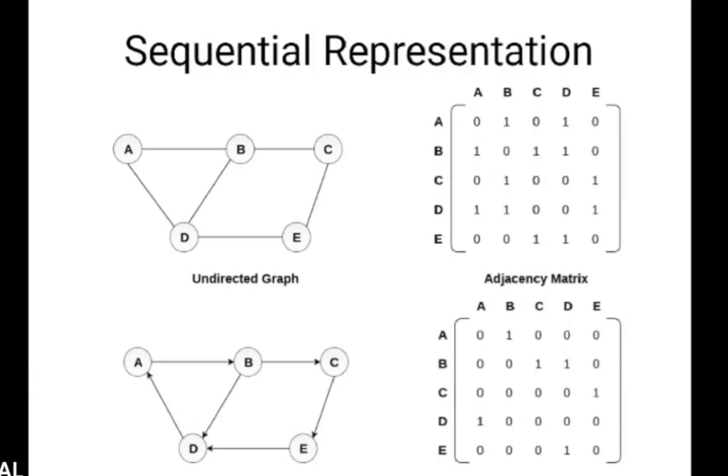Okay. Now, if it is a weighted graph, suppose this had been a weighted graph, and along the edge A to B it is written 10, so the weight of A to B is 10. Then in the adjacency matrix, instead of 1, we'll write the weight of that edge. The rest of it will remain the same.